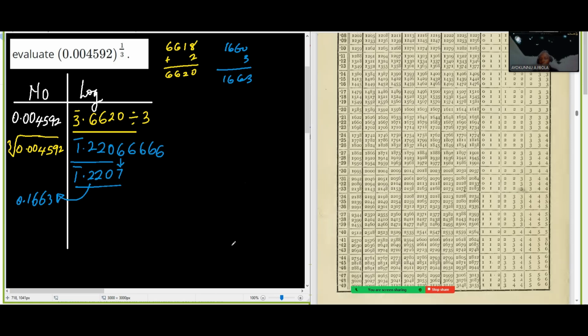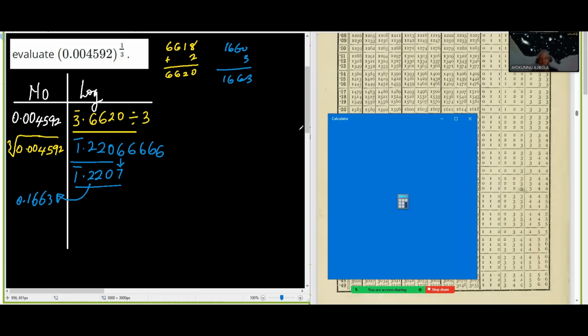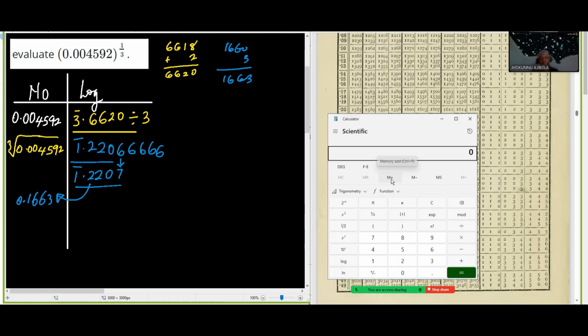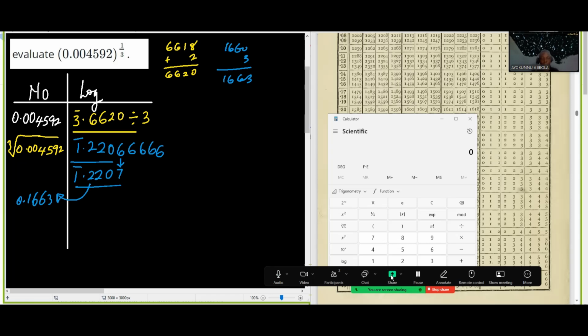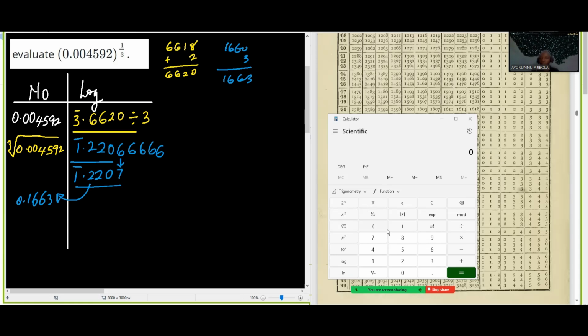Let me share this calculator so that we'll verify. If it gives us anything close, we know that nothing is wrong with the values we have used. Where is the page? So here, you can see the calculator, right?